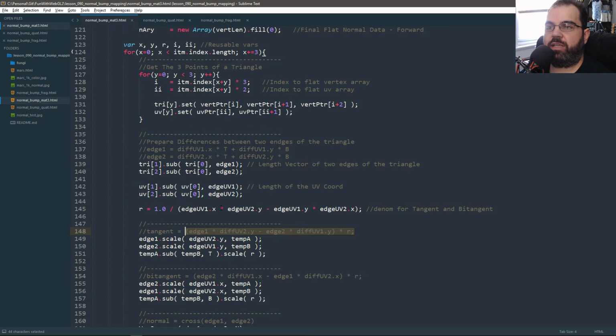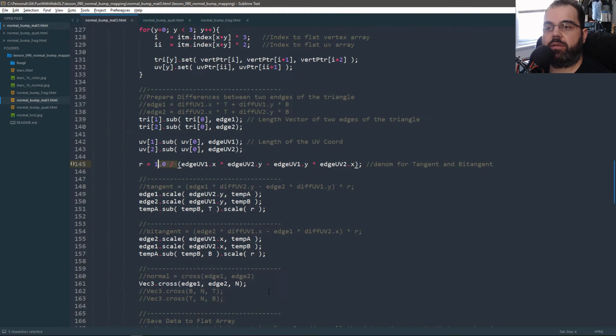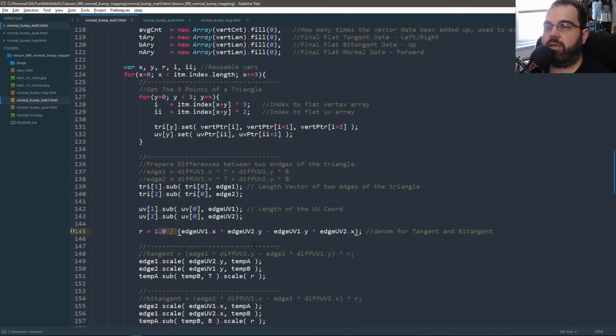So you take this divided by this, which gives you the tangent. This divided by this gives you the bitangent. Those are the two equations written in JavaScript form. I'm inverting the denominator so I can do multiplication, so I can use scale more easily. It's easier to multiply than to divide, and it's a shared denominator that I'm using more than once. So why not do the division once and then apply it as many times as I need as a multiplication.